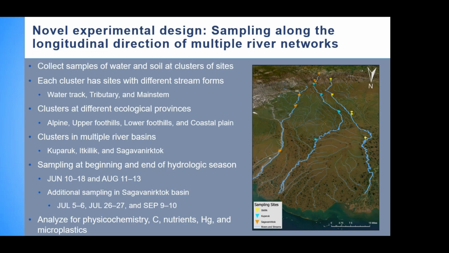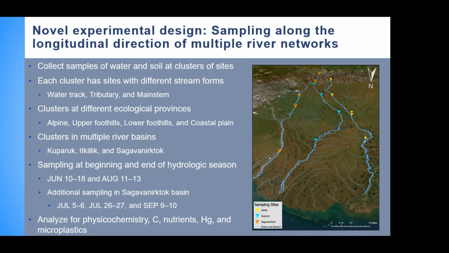We collected samples of water and soil at clusters of sites, and each cluster had sites with different stream forms. So imagine we flew a helicopter, we landed somewhere, and we took a sample in a water track. We looked around us, we took a sample at a tributary, let's say 5 minutes walk, and then we took a sample at a main stem site. These clusters were at different ecological provinces and in multiple river basins.